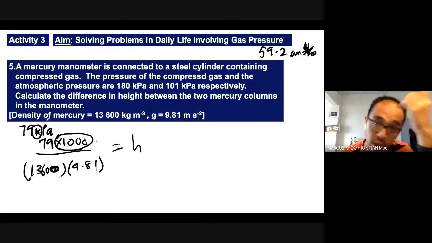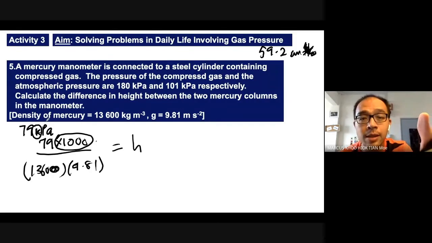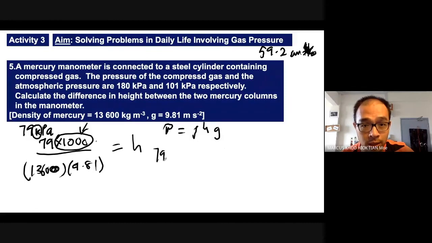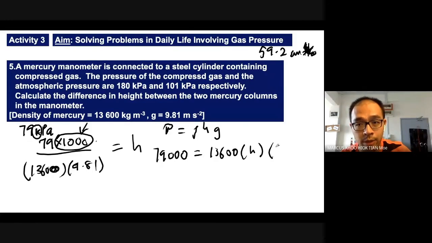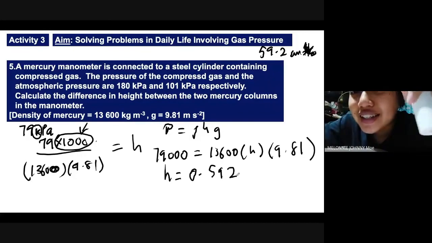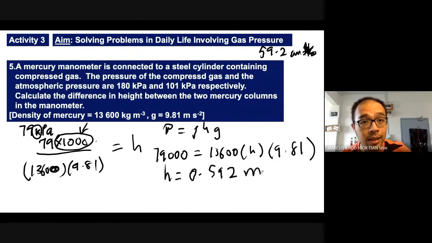So remember that when we use the pressure formula, P equals rho gh, h must be in meters, and the pressure must be in Pascal, not kilopascal. That's why he multiplied by 1,000. So you get P equals rho hg. P is 79,000, because kilopascals, equals rho which is 13,600, times h, times 9.81. But the answer is not 59.2. Actually, you get h equals 0.592, but this is in meters. So after that, you convert it into 59.2 cm.